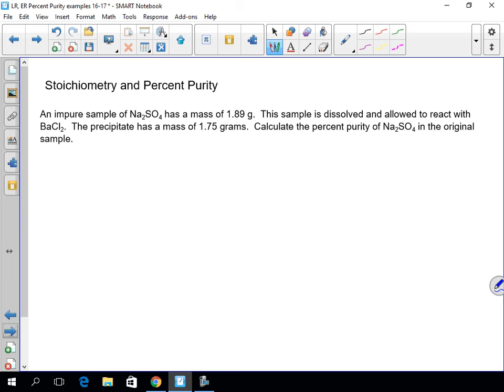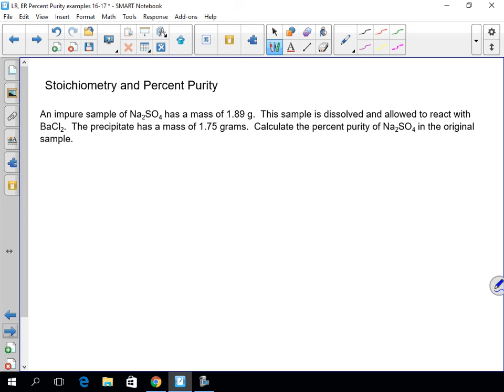One other thing I want to show you that you can do with stoichiometry, and something we haven't talked about before, is percent purity. In this case, we have an impure sample of sodium sulfate, meaning the sodium sulfate's there that we're really concerned about, but there's some other junk in there that we don't really want. So we want to figure out, well, how pure is our sample? And so what we're going to do is take that sample, dissolve it in water and allow it to react with barium chloride.